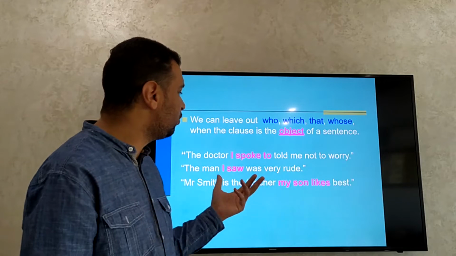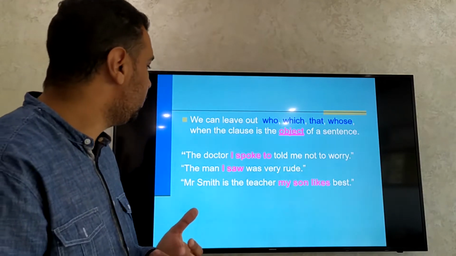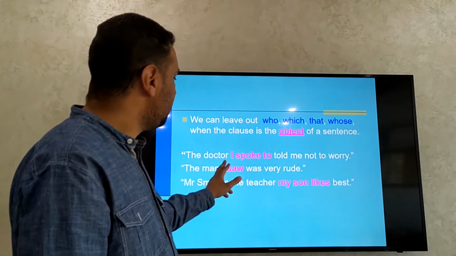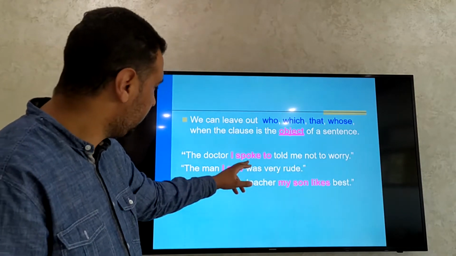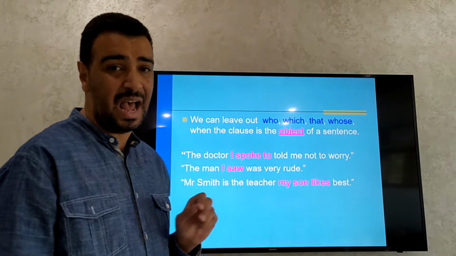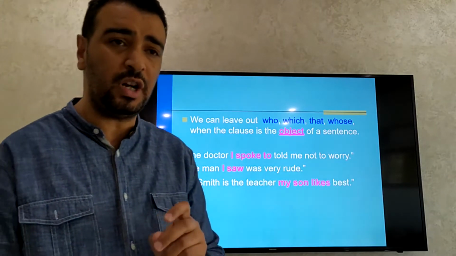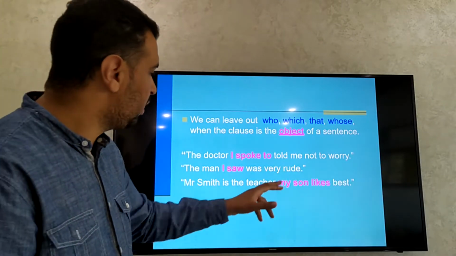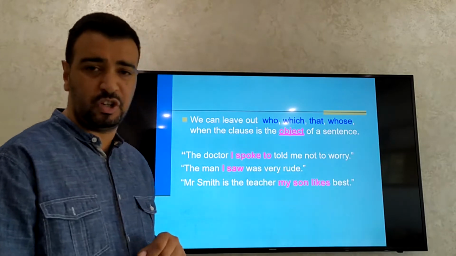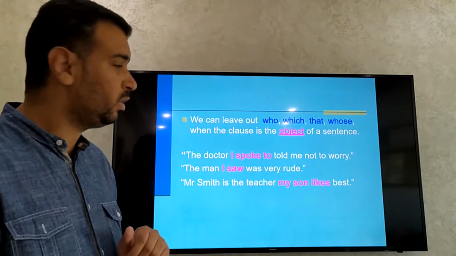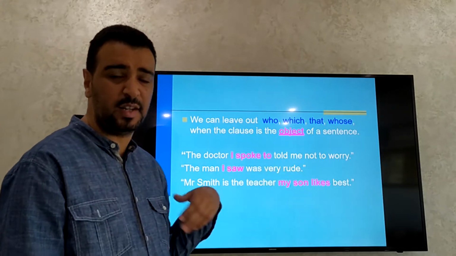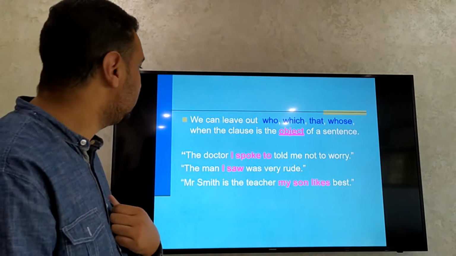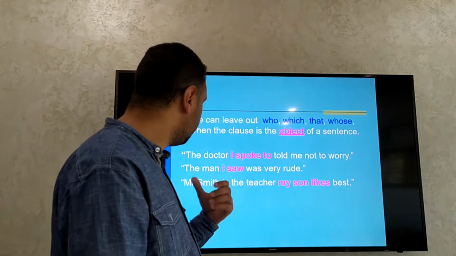The doctor I spoke to told me not to worry. The doctor I spoke to. In this part of the sentence, where is the subject? It is I. And the doctor is the object of the preposition. I talk to who? I talk to the doctor. So when it is an object, yes, it is possible to omit the relative pronoun altogether.